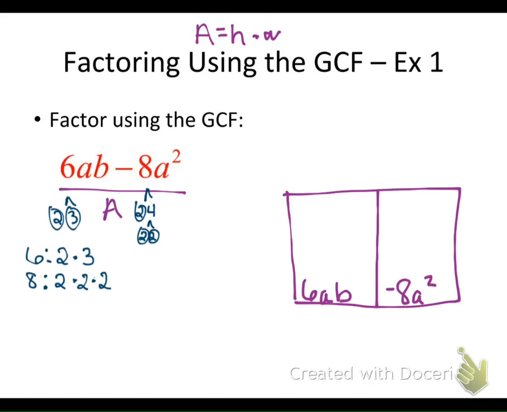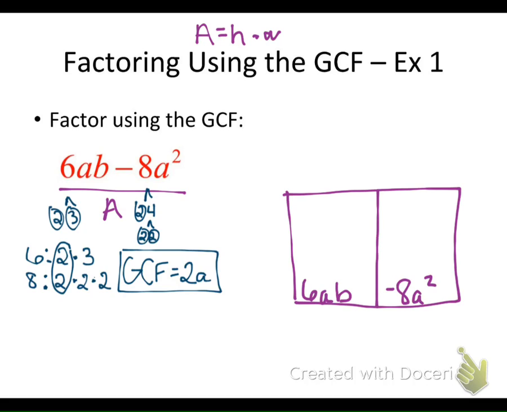What two numbers do I have in both 8 and 6 that are the same? 2. I only have one 2, so that means my greatest common factor is going to be 2. But then don't forget to look at your variables. So we have 6 with an A and a B and 8 with an A squared. How many A's do each of our numbers have in common? 1A. They only have one A in common, right? So our greatest common factor is going to be 2A. And now we can use this as our height.